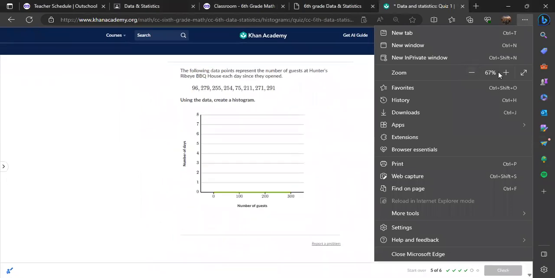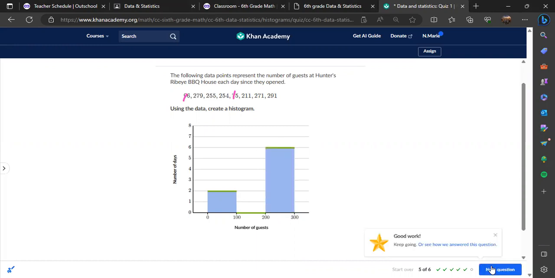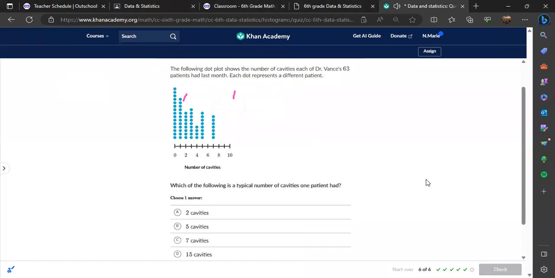This looks kind of too zoomed in. The following data points represent, okay, so they want you to create a histogram. So from 0 to 100, there is 1, 2. So you want to go to 2, right? Pull your bar up to 2. From 100 to 200, there are none. And from 200 to 300, there are 1, 2, 3, 4, 5, 6. And so that would be our histogram. Very simple. Beginning of this unit, very simple.